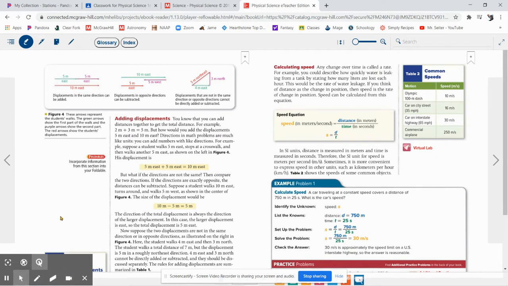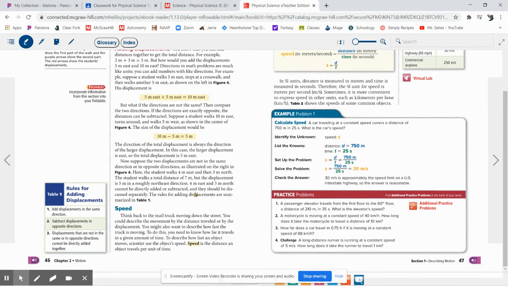Adding displacements. We'll just take a look at it, mess around with it. You can add distance together if they're going in the same direction. This is what we're using: motion in 2 dimensions. When we add this next dimension, you have to add some calculus and some heavy algebra, so we don't mess with that. We're only doing this right here, okay? So adding displacements we can do.